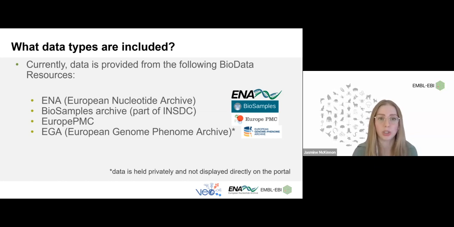We also include Europe PMC data. This is open access publications that can be found and searched for and read via the portal. And finally, I've included the EGA, even though technically the data is not displayed in the Pathogens Portal. That's because it's not displayed directly, because it's private human data that's under controlled access. But we do share some information about the clinical cohort metadata to help you be able to find it.